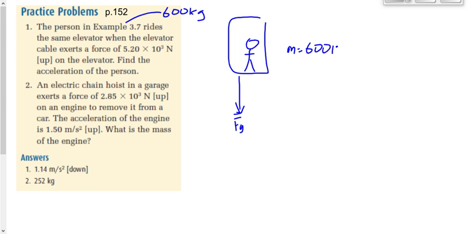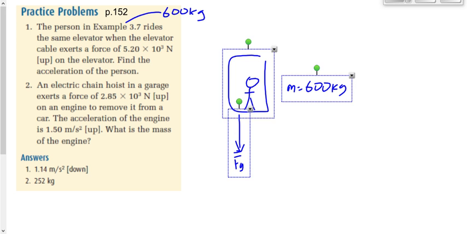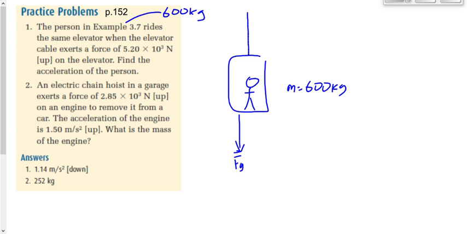We know that there's also a force of a cable pulling upwards. The force of the cable upwards is going to look something like this. I'm going to call it FN, but you can call it FC if you want, for the force of the cable. It doesn't really matter. Some people don't like that term because the cable is not really like a normal force. I just keep calling it FN to be consistent with my other elevator questions. It doesn't really matter though.